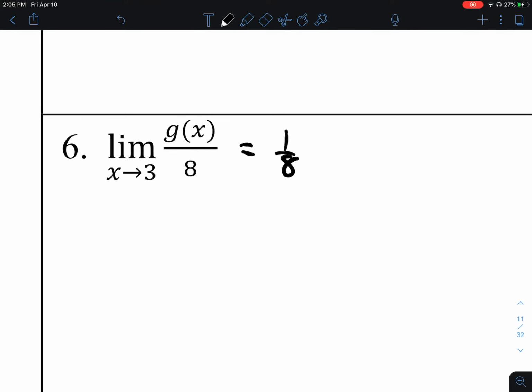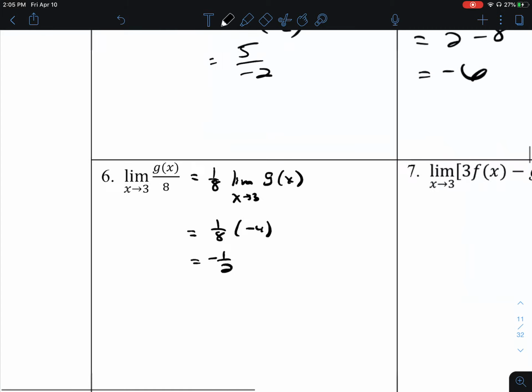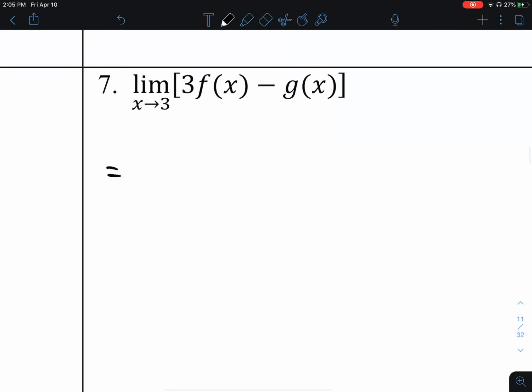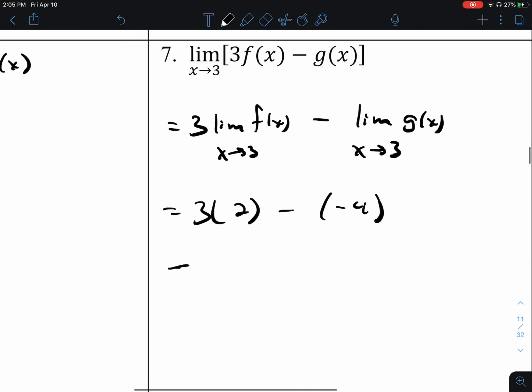Number 6, we could write this as 1/8 times the limit of g of x as x approaches 3. The direction says that this limit is approaching -4, so it's 1/8 times -4, which is -1/2. Number 7, we could write this as 3 times the limit of f of x as x approaches 3 minus the limit of g of x as x approaches 3. This would be 3 times 2 minus a -4, which would be 6 plus 4, which is 10.